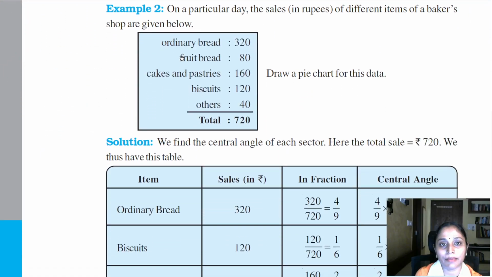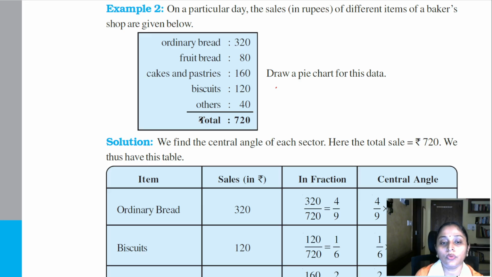The next solved example, they're saying on a particular day, the sales in rupees of different items of a baker's shop are given below. So for ordinary bread 320 rupees, fruit bread 80, cakes and pastries 160, biscuits 120, and others is 40. Now the total is given as 720. Now they're saying draw a pie chart for this data.